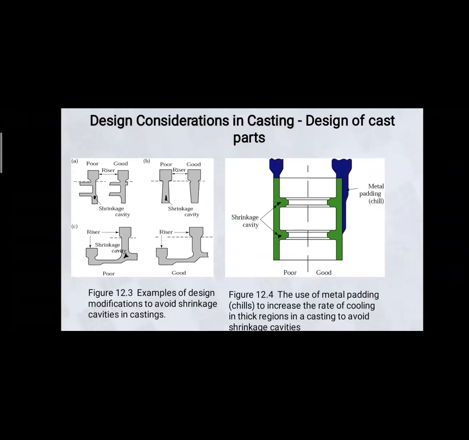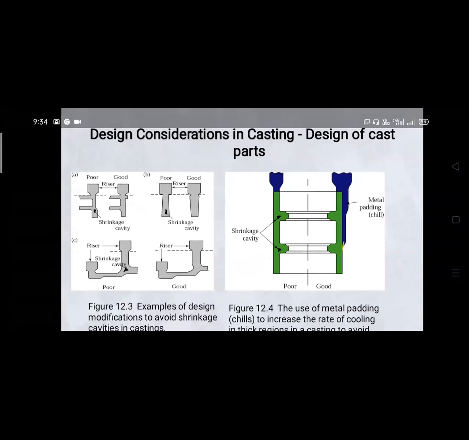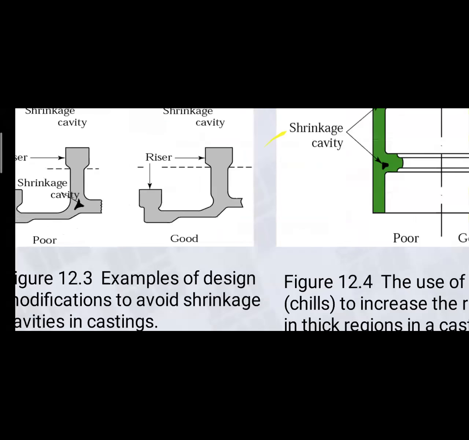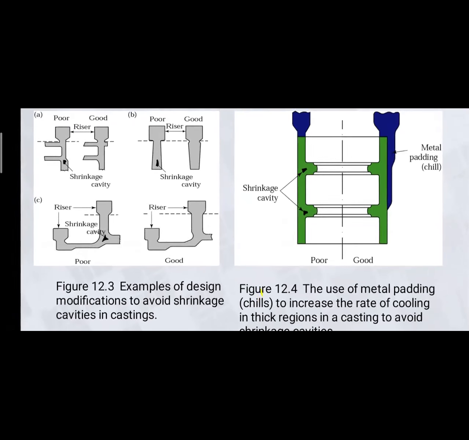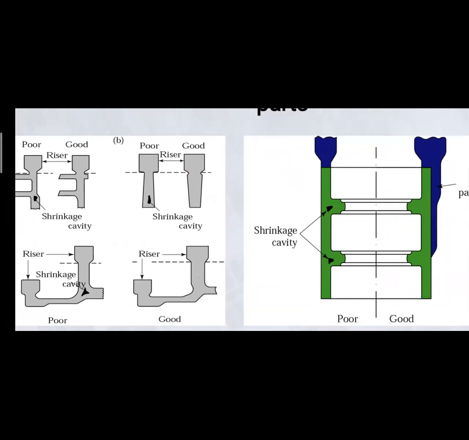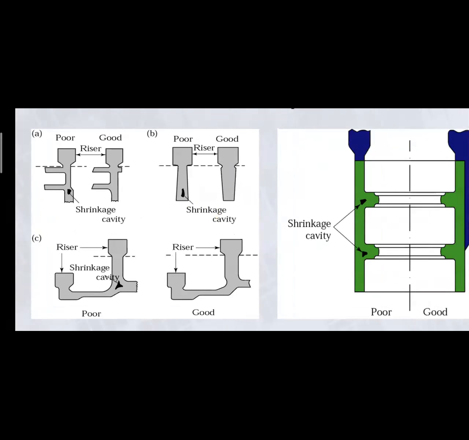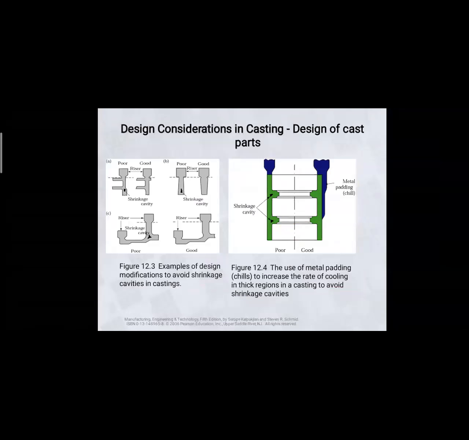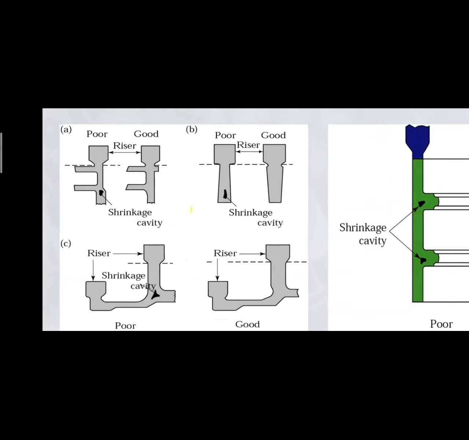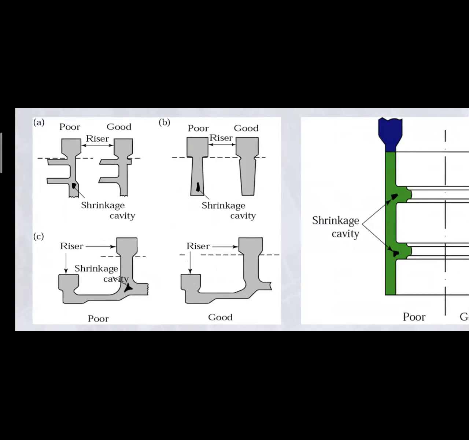So these are the design considerations in the casting, the design of the cast parts. First, figure 12.3 explains examples of design modifications to avoid shrinkage cavities in castings. If you want to avoid the shrinkage cavities in the castings, see this diagram, diagram A. In diagram A, it has a very sharp corner, and it has a very small thickness.